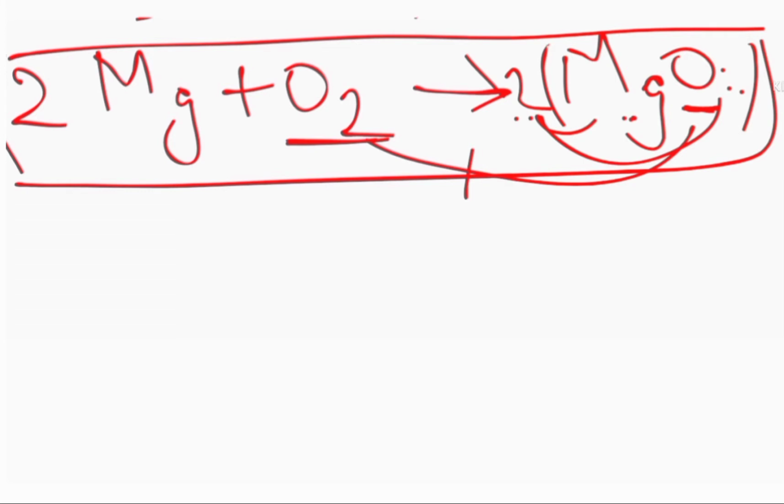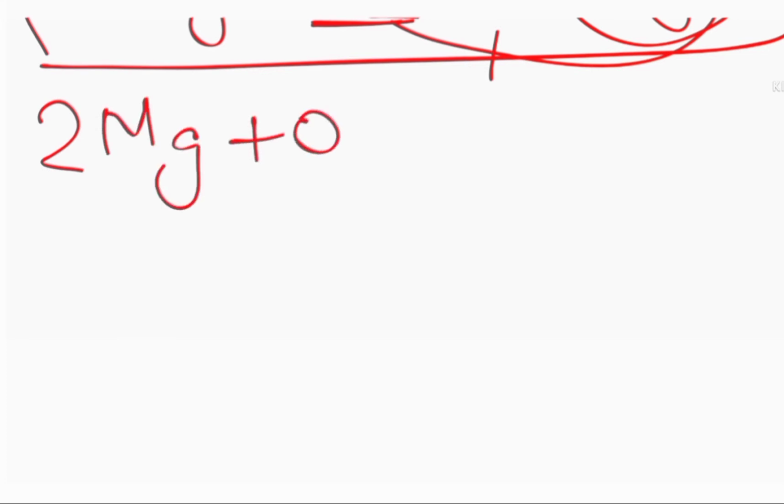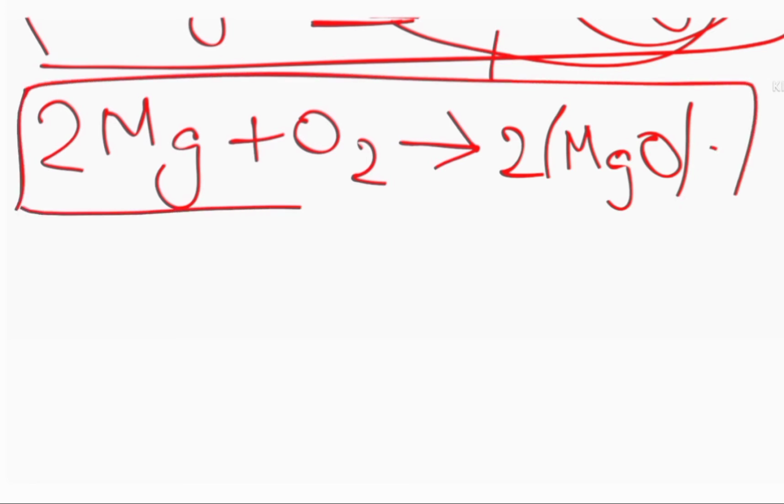Now write it with balanced: 2 Mg plus O2 gives us 2 MgO. Now this chemical equation has balanced.